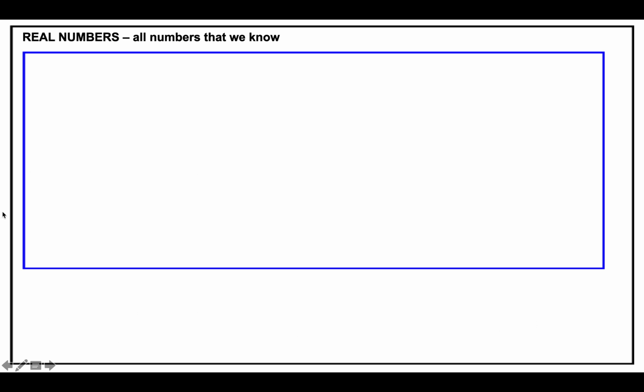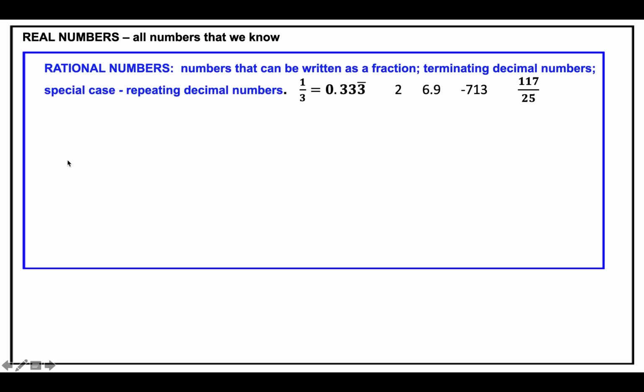The numbers that we're going to put in here are called rational numbers. You can pause at any time to write down the notes that you need to write down, and you should write everything that I have on here. Rational numbers are numbers that can be written as a fraction. They're terminating or ending decimals, decimal numbers that stop, or special cases, repeating decimal numbers.